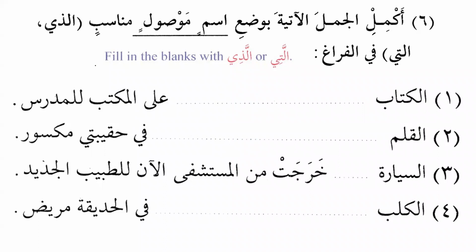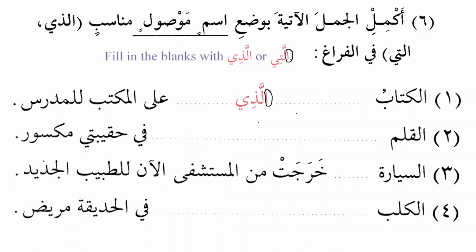So what do we have to do now? We have to fill in the blanks using alladhi and allati. So al-kitabu, yes, please tell me al-kitabu. Should I use alladhi or allati? Quickly. Al-kitabu alladhi, al-kitabu alladhi. Okay. Did you notice something over here? That the hamza of alladhi and the hamza of allati is hamzatul wasl. Is what? Hamzatul wasl.